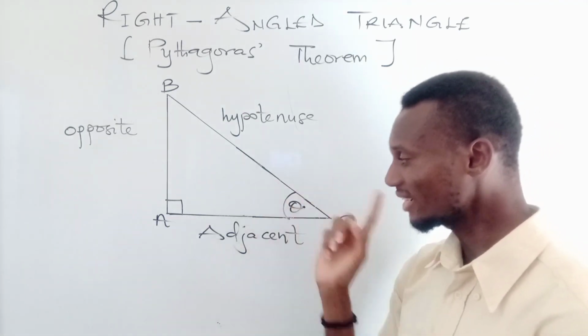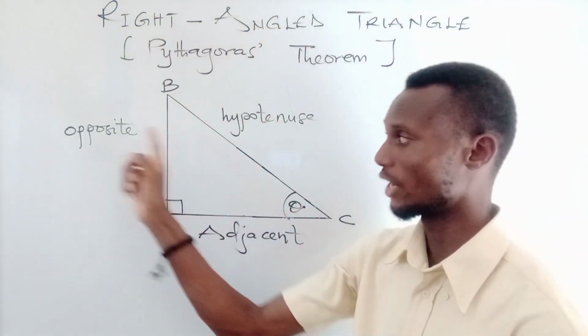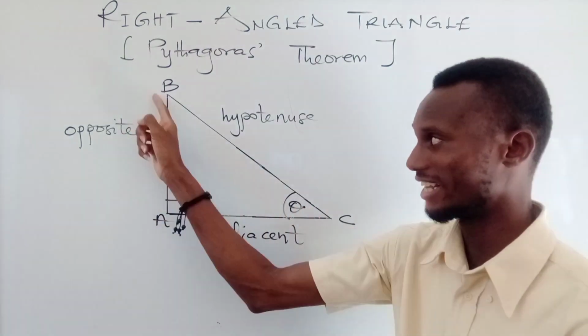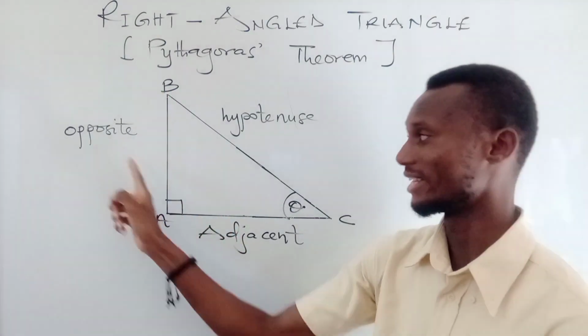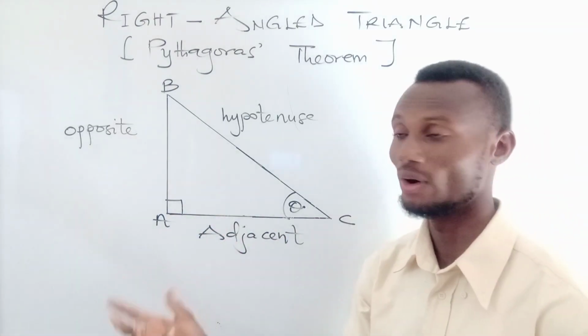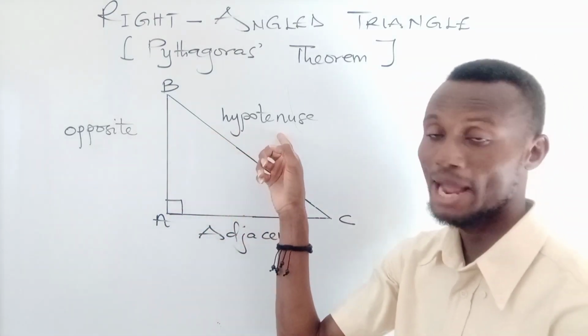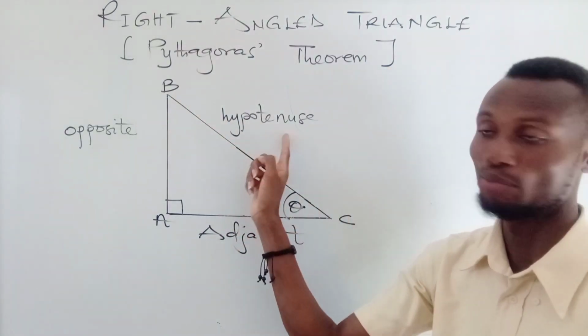The side which is opposite to the angle which is formed here is called the opposite. So this side is the opposite, line AB or line BA. And the longest side of the triangle is called the hypotenuse. So this side, which is the line BC, is called the hypotenuse.